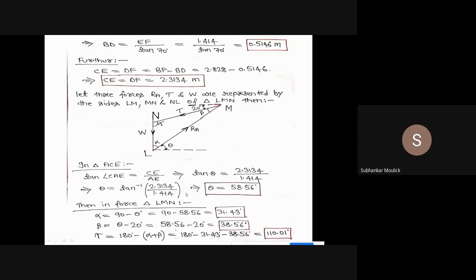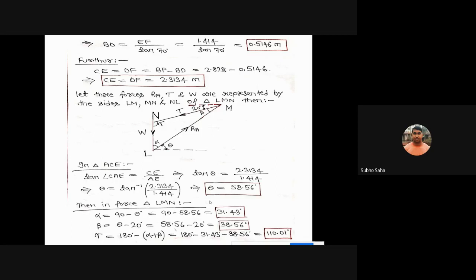So I can find out the value of angle theta. So tan theta is CE, which is 2.3134, divided by AE, and AE is equal to EF, which is 1.414. Fine. So theta is tan inverse of this value, which is 58.56 degrees. So this particular theta is 58.56 degrees. Is it clear? The calculation part of theta?